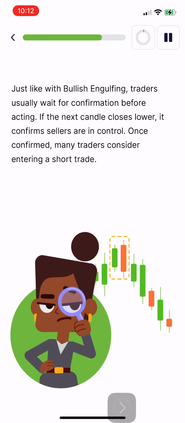Just like with bullish engulfing, traders usually wait for confirmation before acting. If the next candle closes lower, it confirms sellers are in control. Once confirmed, many traders consider entering a short trade.